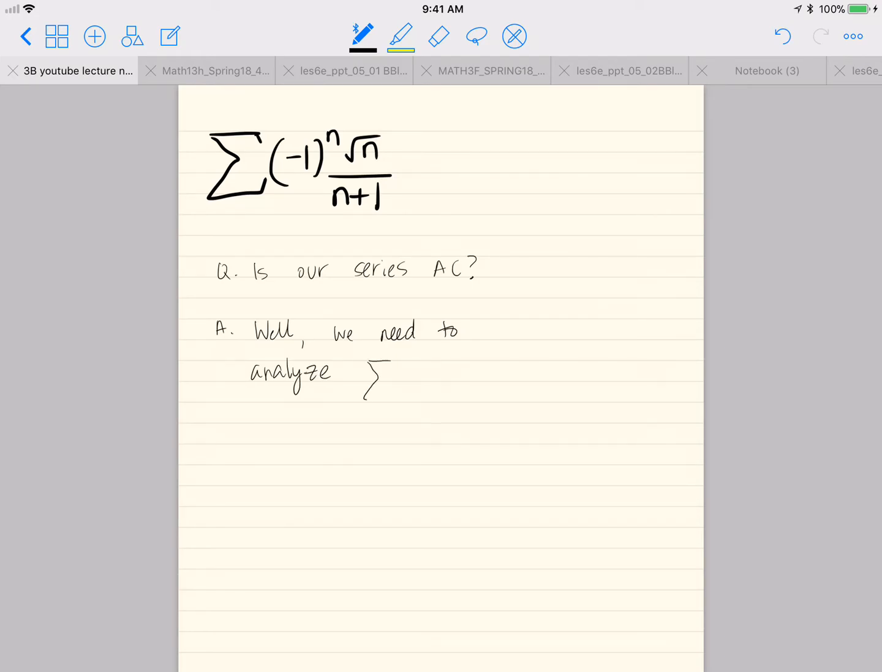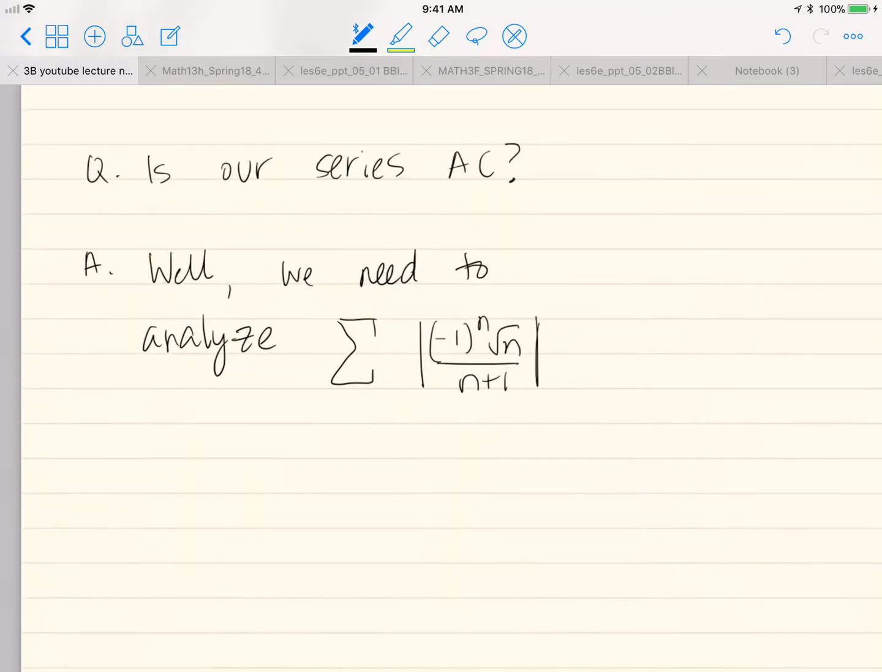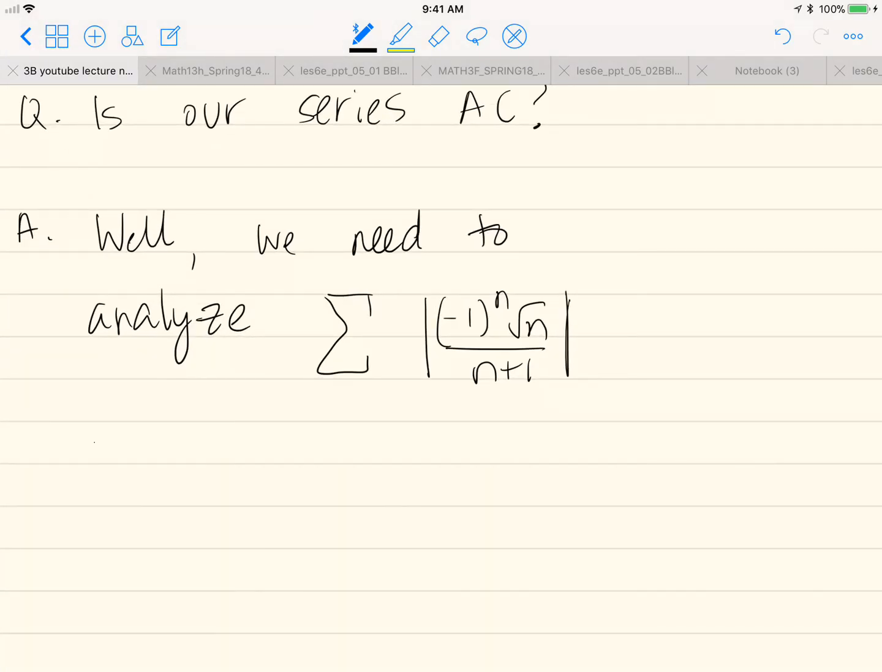the series with the absolute value of the term. So if we have the absolute value of negative 1 to the n times the square root of n over n plus 1, this will be the same as just the square root of n over n plus 1. Because when we take the absolute value of negative 1 to the n, that's going to just equal 1.